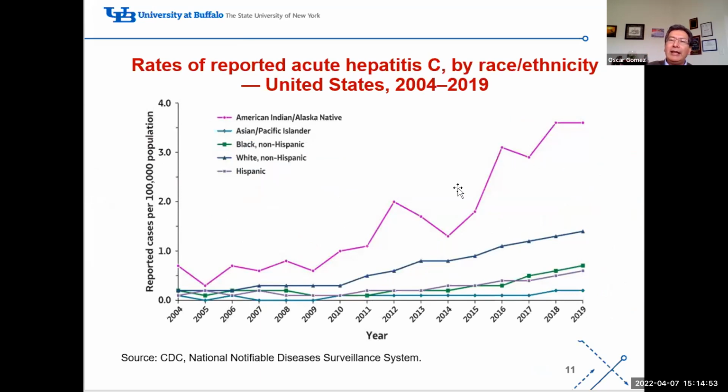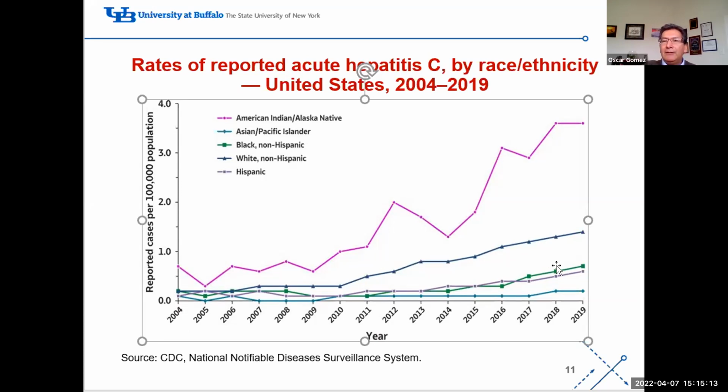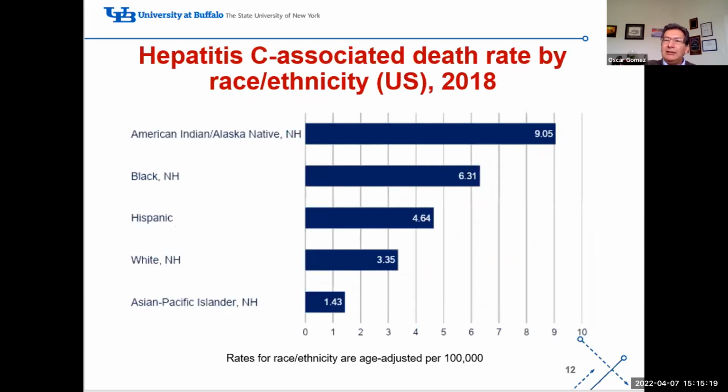In this particular one, the number of cases in Native Americans has significantly increased over the years, from 2004 to 2019. Also, the number of cases among white Americans as well as Hispanic and Black. Interestingly, if we look at the graph on deaths, then you start seeing the disparities even more pronounced, in which we have American Indians first, then Black, then Hispanic, and then white and Asian.